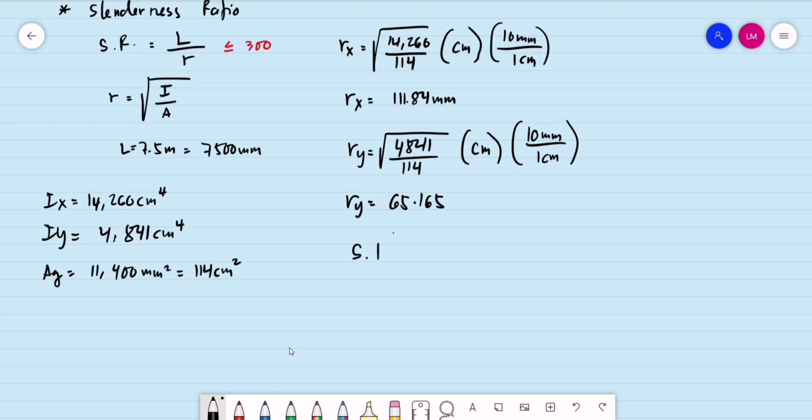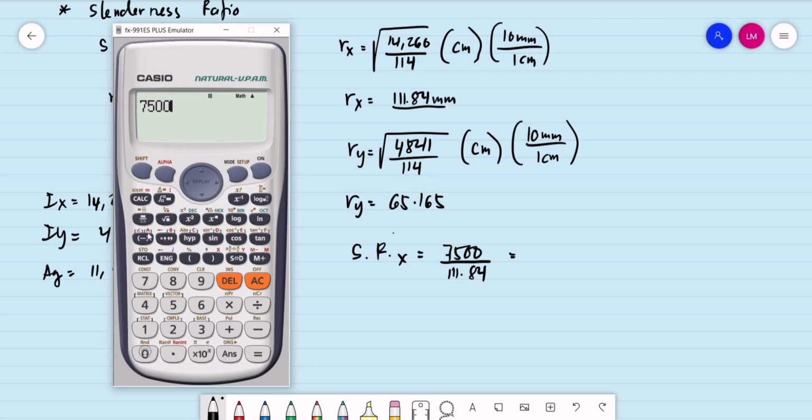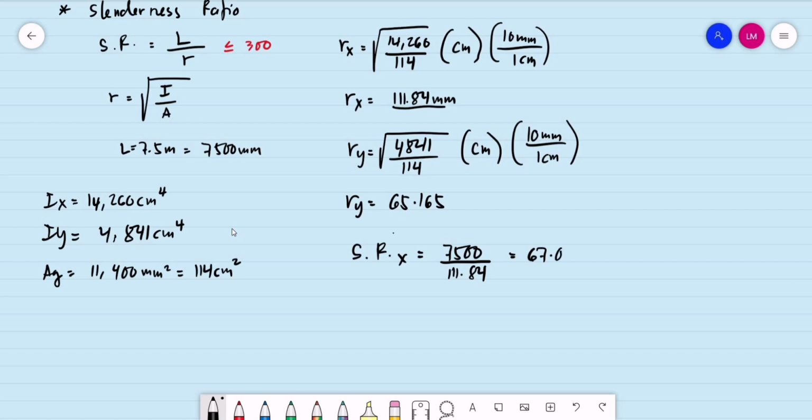Then let us now check the slenderness ratio for the x-axis. That is the length, 7,500 millimeters, divided by, what is our Rx? 111.84. And this is equal to 7,500 divided by 111.84, which is 67.06. This is obviously less than 300. So we can conclude that it is adequate.